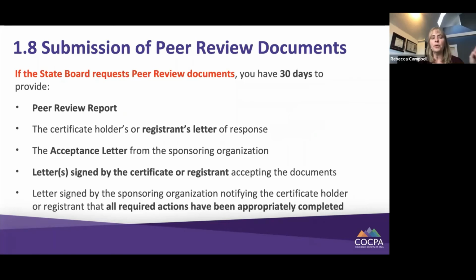If the State Board requires you to send in your peer review documents, you have 30 days to provide your peer review report, your registrant's letter, your acceptance letter, a letter signed by the certificate holder or registrant, and a letter signed by the sponsoring organization. So if you do get this notice from the State Board, please look at Rule 1.8.